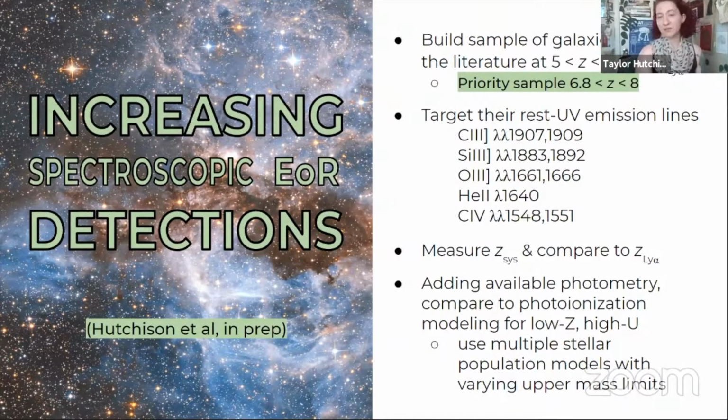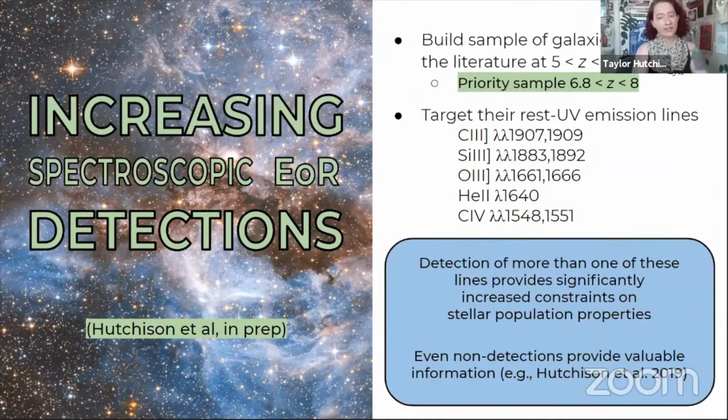You can measure the systemic redshift from that, compare to Lyman Alpha, get insight into the kinematics of the galaxy, and then compare it to all of your available photometry and all of your observations, compare to ionization modeling, and walk back any inferred galaxy properties that you can. Just piece together the narrative of this epoch and the galaxies that we're finding a little bit better.